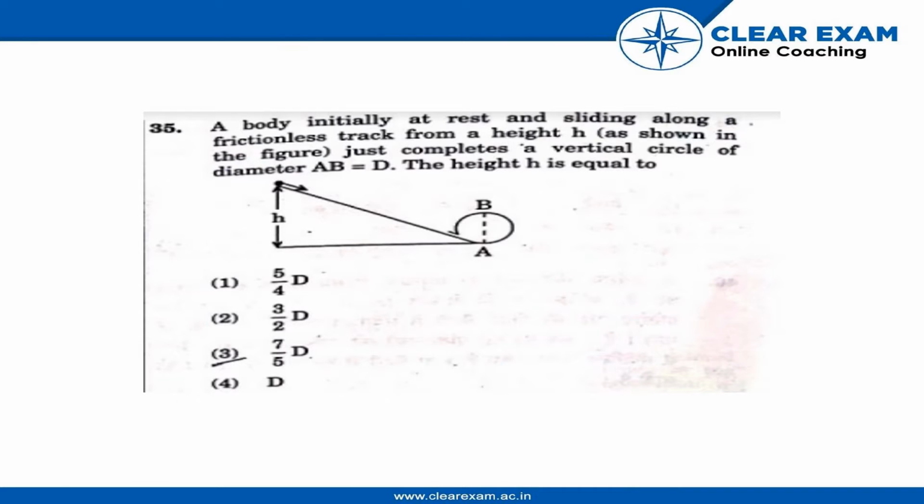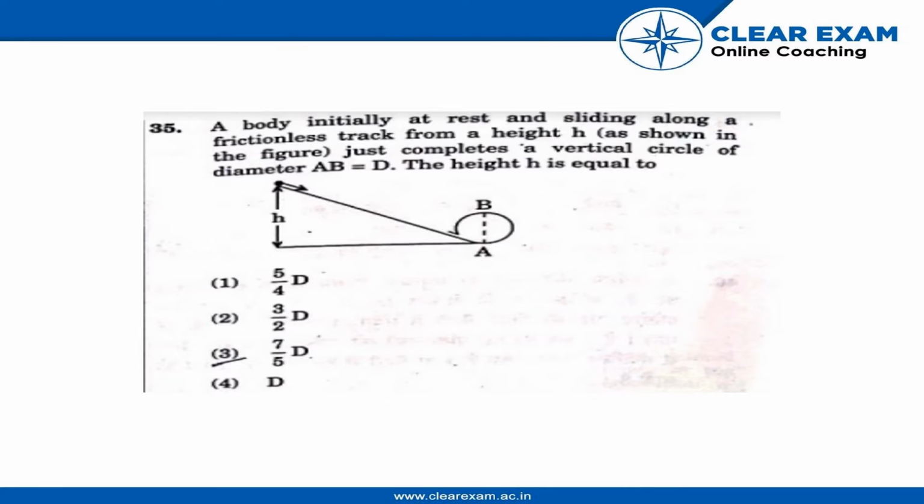So question 35: a body initially at rest and sliding along a frictionless track from a height h, as shown in the figure, just completes a vertical circle of diameter AB equal to D. So the height h is equal to... Okay, this is a mechanics question and a very simple one. Let me just explain it to you.